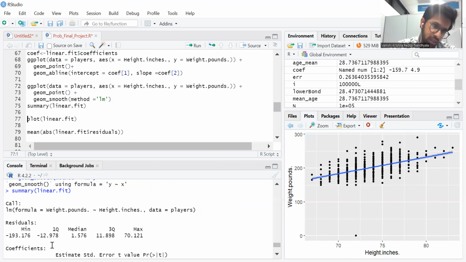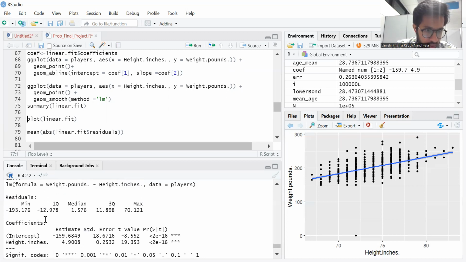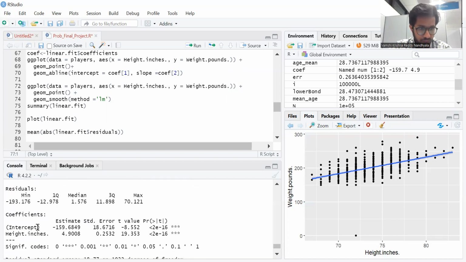And here you can see that the first quartile is minus 12.978 and the third quartile is 11.9898. That means it is performing really well. It is centered around 0. And if you come down and look at the coefficients, you can see that intercept is minus 159.6849, which is really of no use in a practical way. So in the real world, this doesn't seem to be a very good one to fit a line.